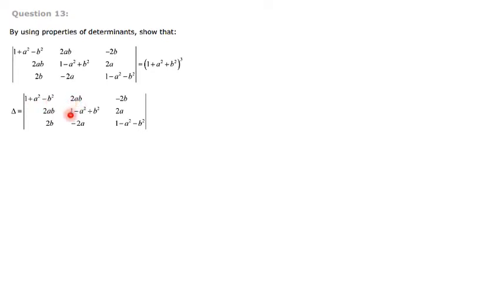Same way, if you look at these elements, here also 1 minus a square plus b square is here. Just below that in third row there is minus 2a. So as before, I have to make it a square. That is just multiply a. So minus 2a square. Then subtract it with this one because here there is a minus sign.